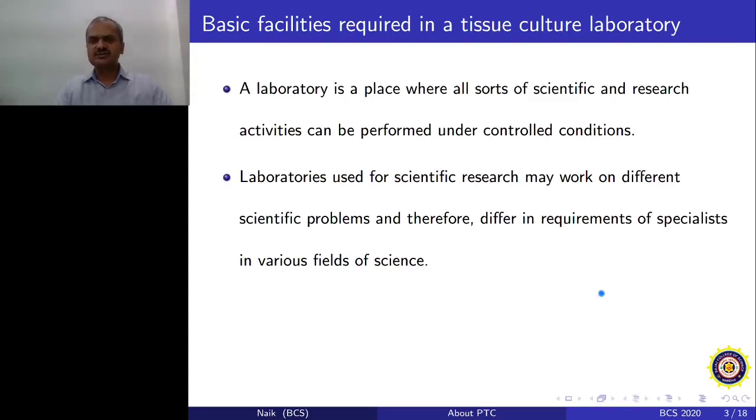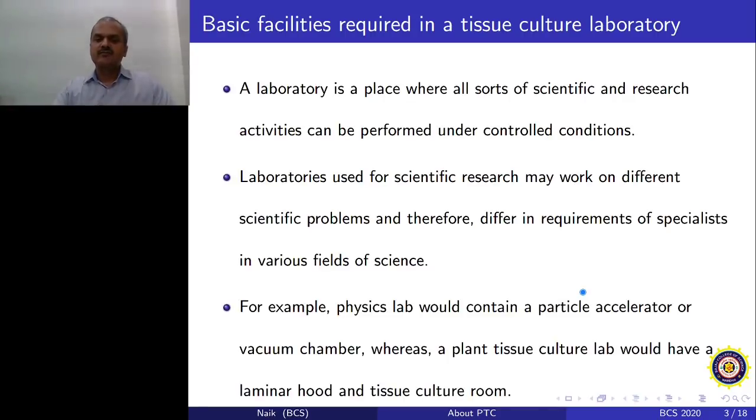Laboratories which are generally used for scientific research may work on different scientific problems and therefore differ in the requirements of a specialist in various fields of science. Obviously, if you have a physics laboratory, then you will have a different kind of scientific problems which deal with the physical sciences, and therefore your requirement in that particular laboratory will also differ. For example, a physics lab would have a particle accelerator or vacuum chamber, whereas a plant tissue culture lab would have a laminar hood, a tissue culture room, and many other facilities which are required in a tissue culture laboratory.